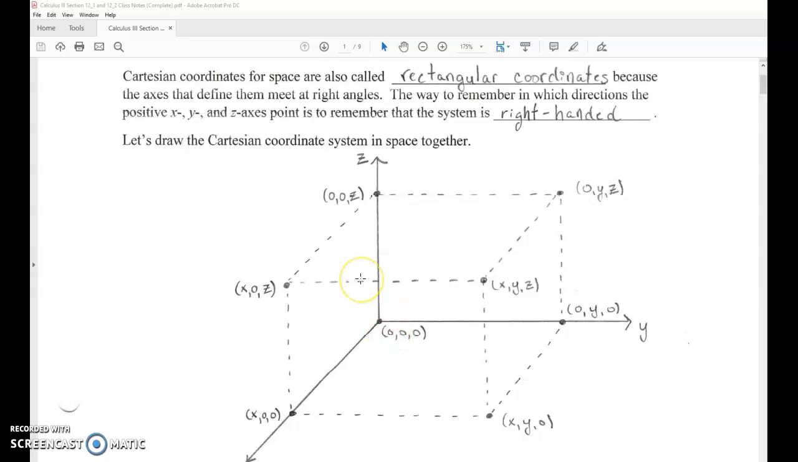If you take your right hand and make it flat and point it straight, as you curl your fingers towards your palm, what you're supposed to envision is your fingers pointing in the direction of the x-axis. As you curl your fingers, you're curling them towards the y-axis, and your thumb, as it's sticking out, is sticking in the direction of the z-axis. That's why it's called a right-handed coordinate system. There are left-handed coordinate systems, but for everything we do, we will use a right-handed coordinate system.